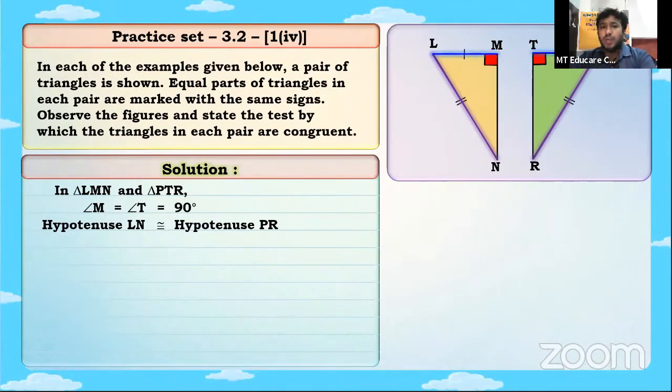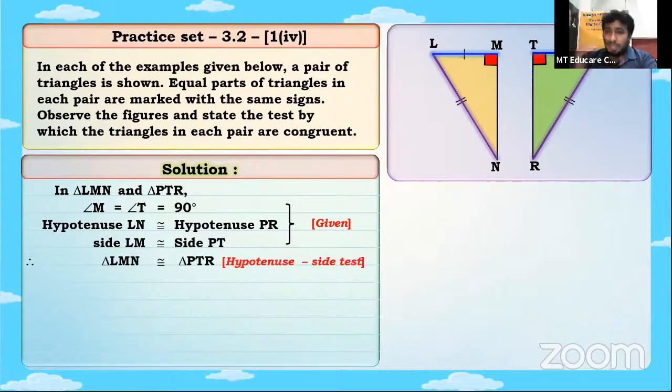Okay, all three will have a reason as given. We have a right angle, we have the hypotenuse congruent, and we have also one side congruent. That is why the triangles will be congruent by the hypotenuse side test.